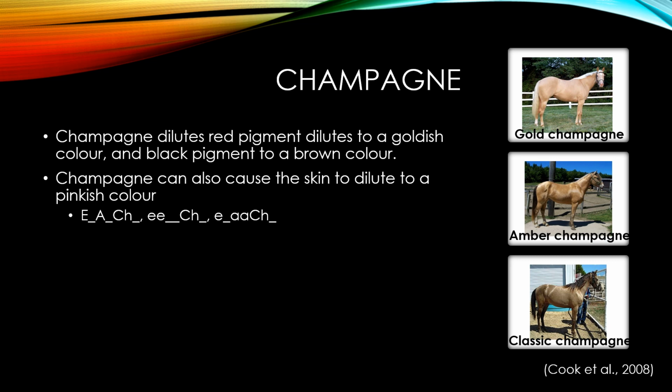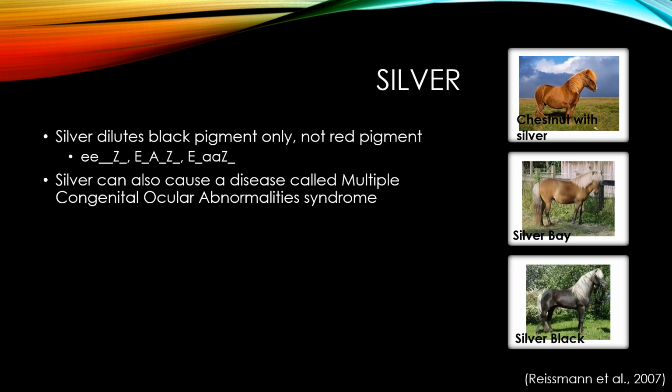Champagne is our next dilution gene, and champagne dilutes red pigment to a goldish colour and black pigment to a brown colour. Champagne can also cause the skin to dilute to a pinkish colour. It doesn't matter if there's 1 copy or 2 copies of champagne, the result is basically the same. So a chestnut horse with champagne is a gold champagne, a bay horse with champagne is an amber champagne, and a black horse with champagne is a classic champagne. And champagne is found in many breeds, including quarter horses and mustangs.